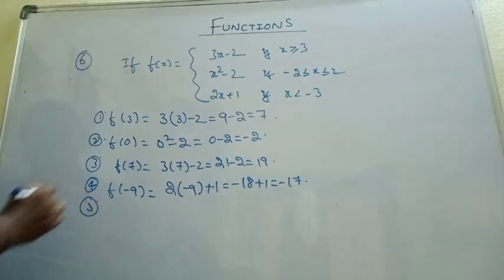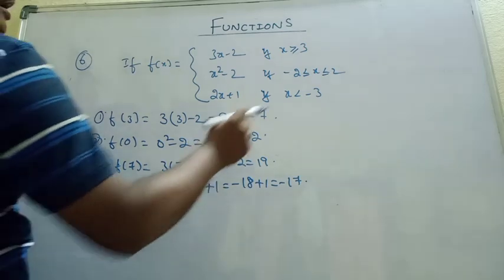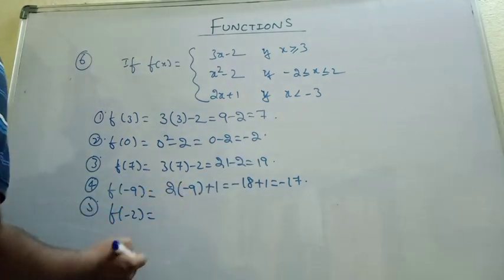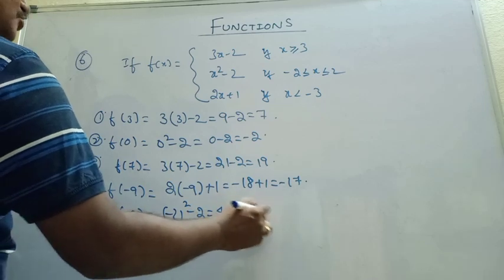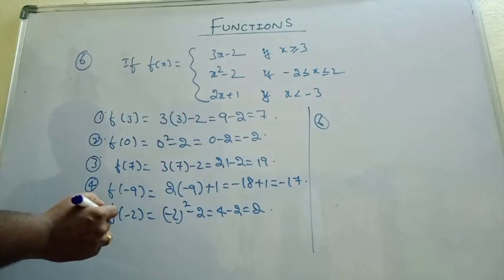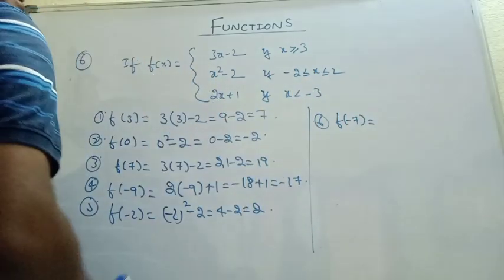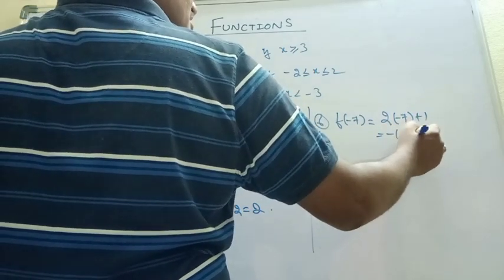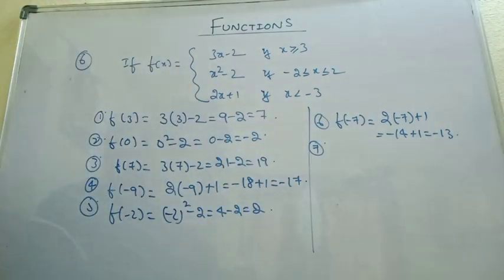Next we have f of minus 2. Minus 2 lies between minus 2 and 2, so f of minus 2 is minus 2 square minus 2, that is 4 minus 2, which is 2. Next, the sixth one, f of minus 7. Minus 7 is less than minus 3, so we have 2 times minus 7 plus 1, minus 14 plus 1, that is minus 13. f of minus 7 is minus 13.